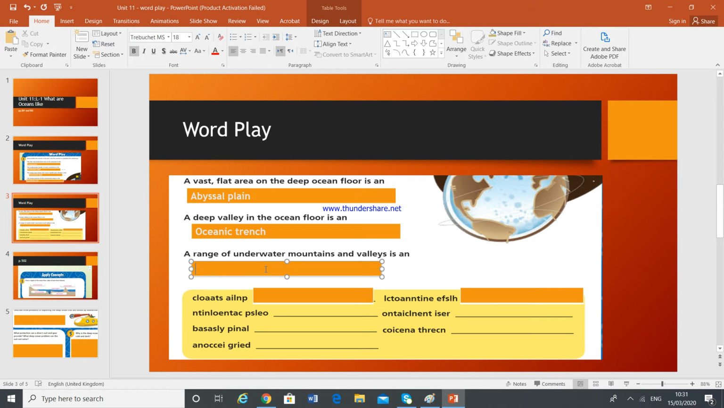Okay, girls. Now the last one, range of underwater mountains. The whole range of underwater mountains and valleys is actually an oceanic ridge. Oceanic ridge.